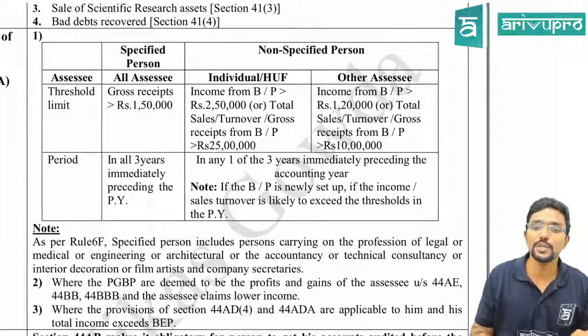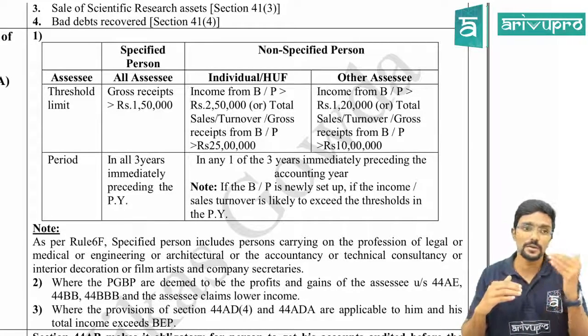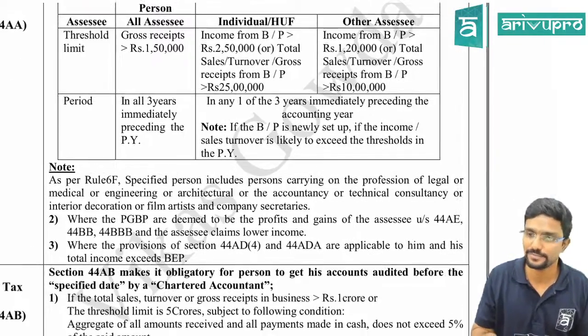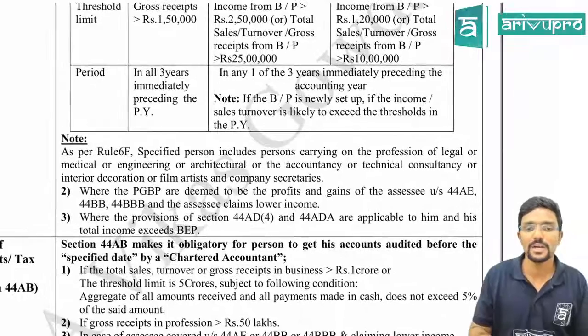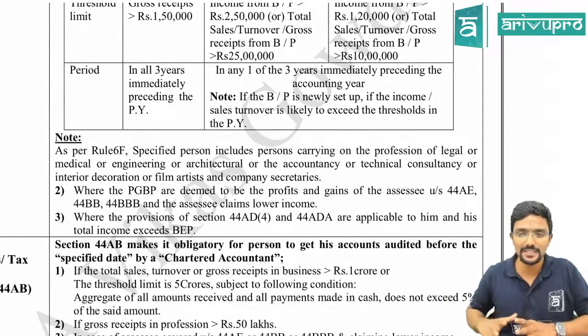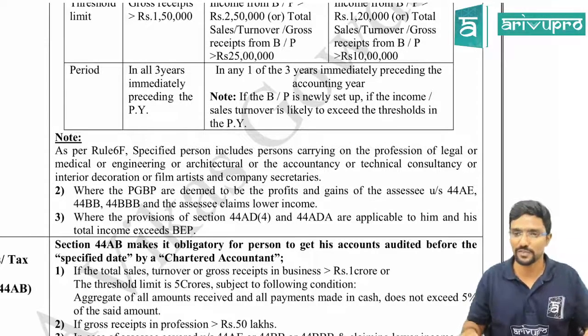If you are starting any new business or profession in the current year, and you feel that your income or turnover will cross the respective limits, then maintain the books of account from day 1. Agree? And if you are covered under any presumptive scheme and you are saying that no, my income is less than this, in that case come out of the presumptive scheme and maintain the books of accounts.